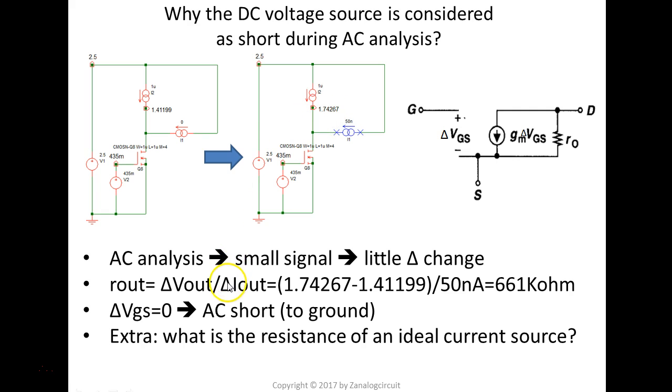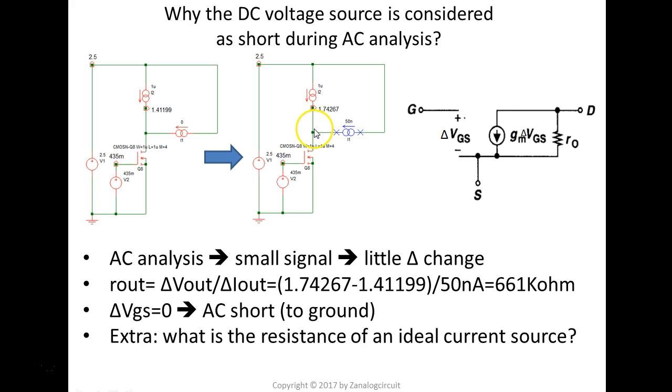According to the definition of the output impedance on this node, that's the change of VL voltage over the change of IL current. The change of VL voltage is the difference between this voltage and this voltage. The change of IL current is 50 nanoamps. Before it was 0, now it's 50 nano. The result is about 660 kilo ohms. So the answer is 660 kilo ohms. That's the output impedance of this node.